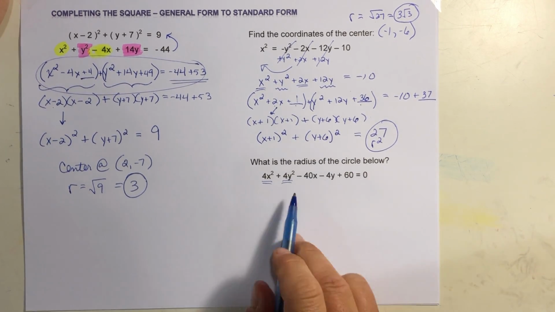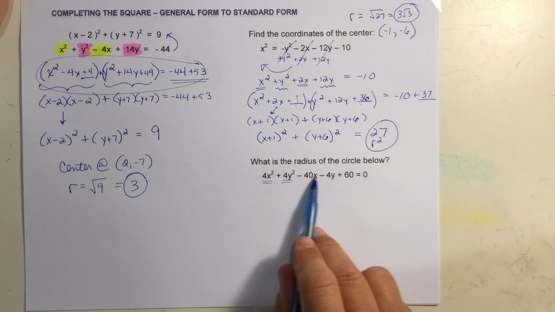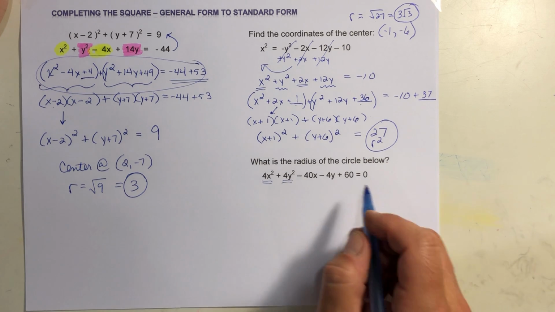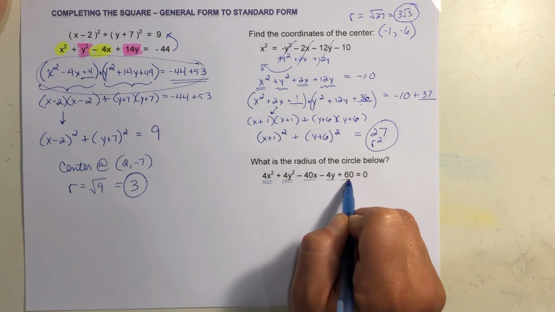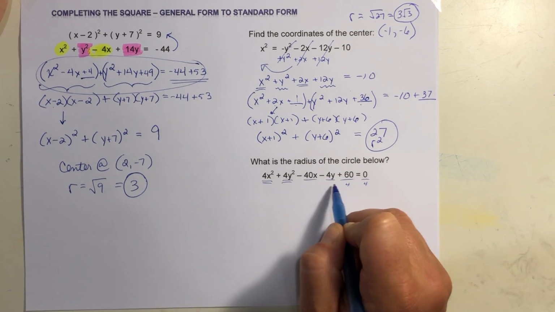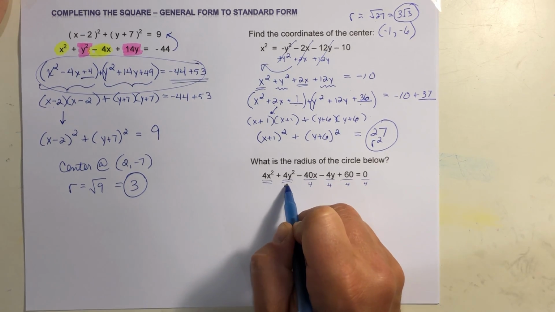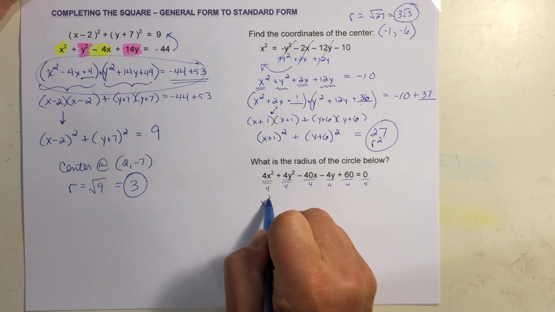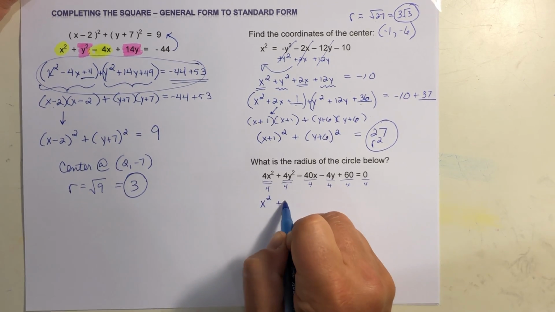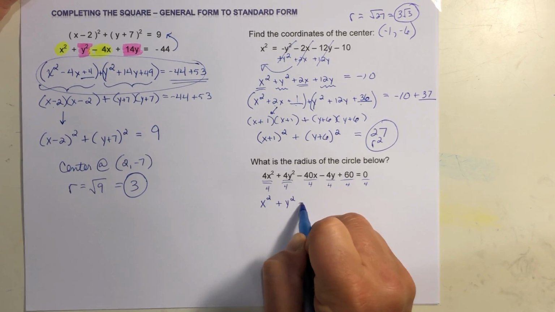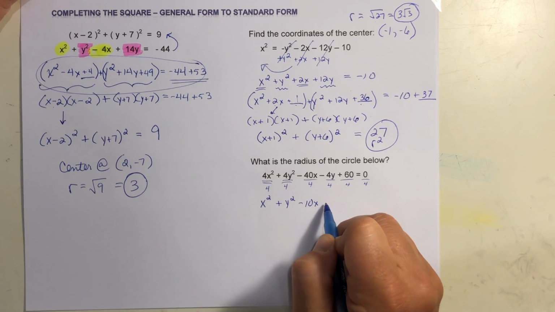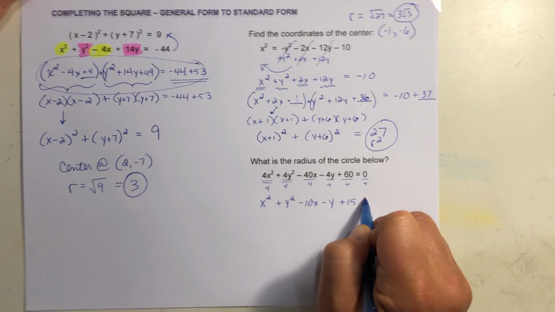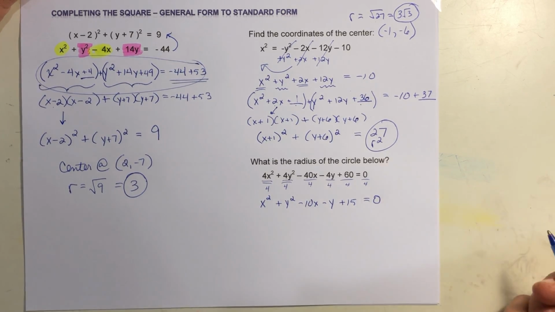So what I'm going to do is look across the board here and notice that everything is divisible by 4. So I'm literally just going to divide everything by 4. All right? Everywhere. Okay? So here we go. I'm going to now have x squared plus y squared minus 10x minus y plus 15 equals 0. Okay?